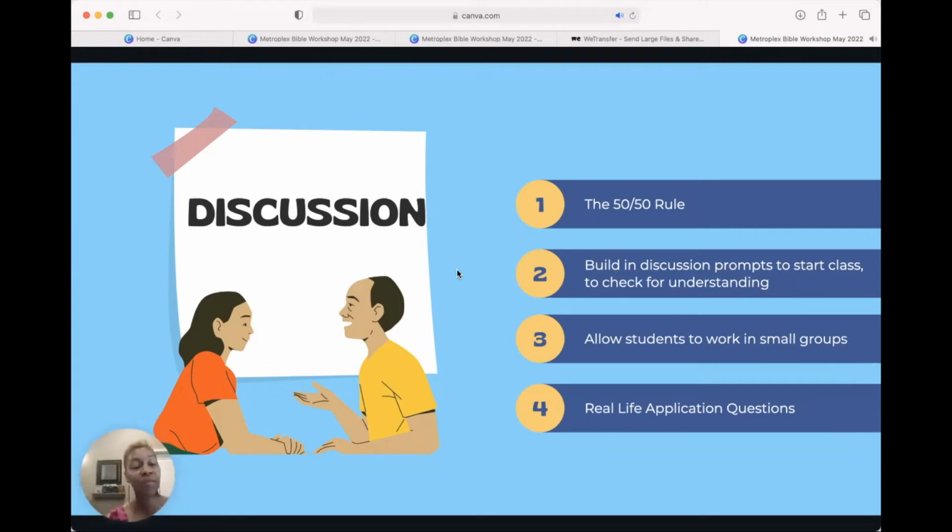Discussion prompts to check for understanding are very, very useful as well. Rather than just saying, do you guys understand? Give them a scenario to say, okay, so if we're talking about walking down the straight and narrow way, what does that actually look like for you at work? What does that look like for you at school? What does that look like for you at home with your parents or in the community? Give some examples to make sure they understand what it is that you just learned.